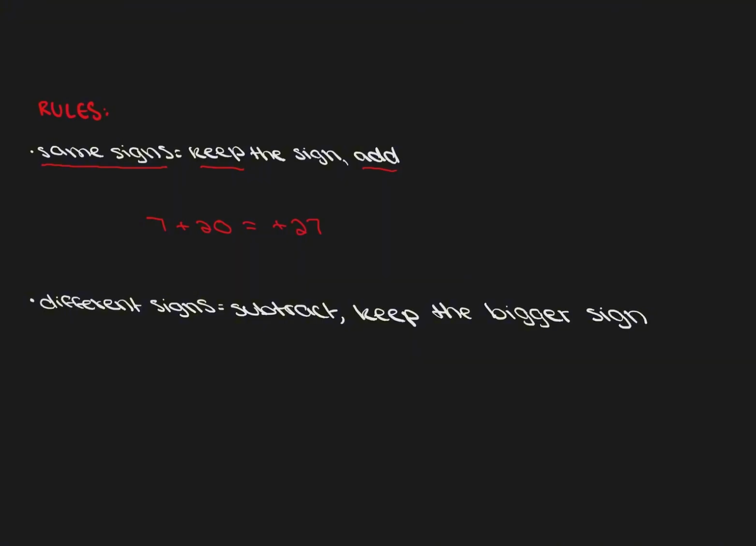Let's say we did the same process but with negative numbers. If we have -5 plus -3, they both have the same sign because they are both negative numbers. So we're going to keep the sign, which is a negative sign, and we're going to add the two numbers together. So 5 plus 3 is 8, which means the answer to this problem is -8.